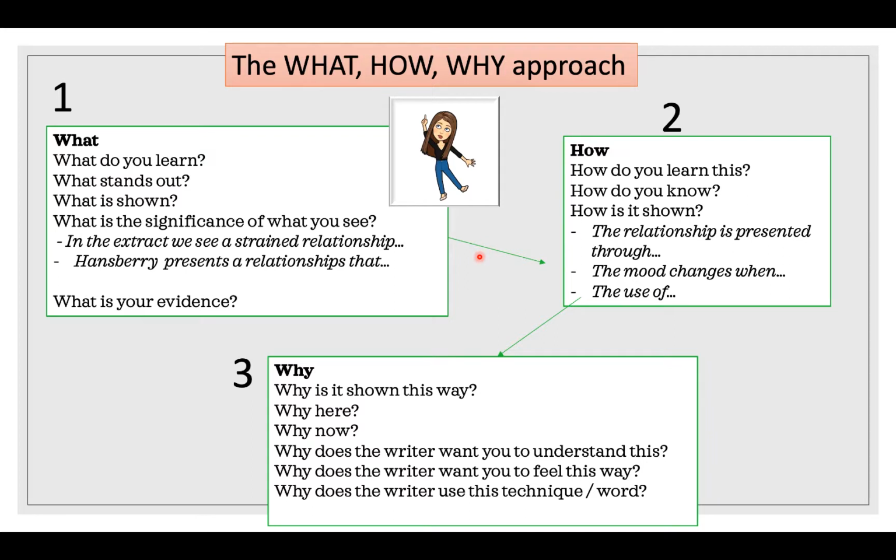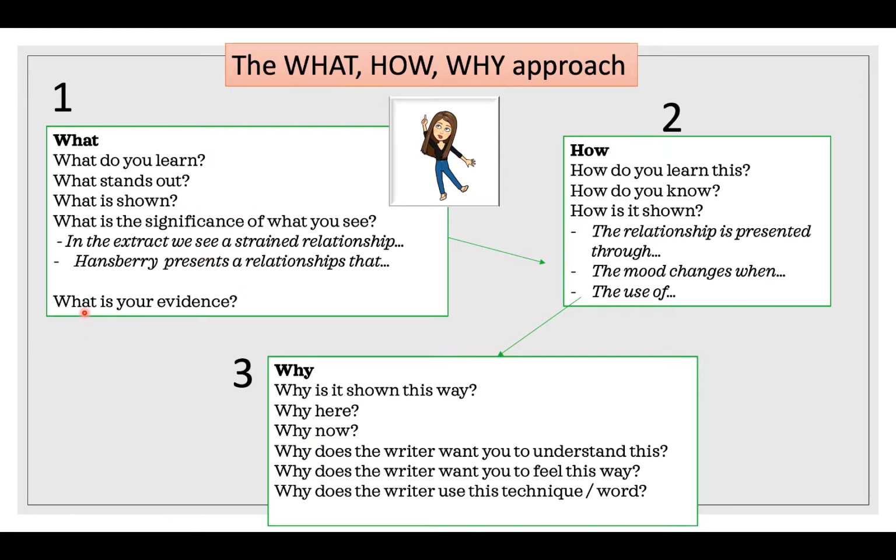And if you are used to using PEEL in your lessons, you'll actually recognise that this does follow the PEEL structure anyway. So for the what you learn, what stands out, this then will formulate your point, which is your P. So for example, this is something that you could say about the what. In this extract, we see a strained relationship. Okay, so what do I see? I see a strained relationship. That's my point. Or Hansberry presents a relationship that is strained or is complex. Again, that is my point.